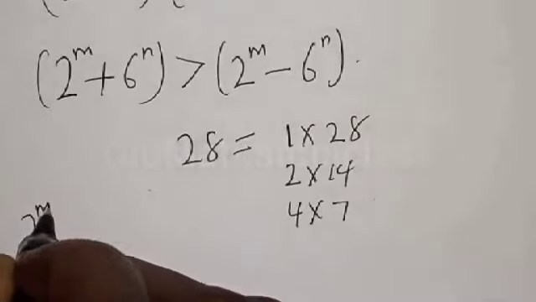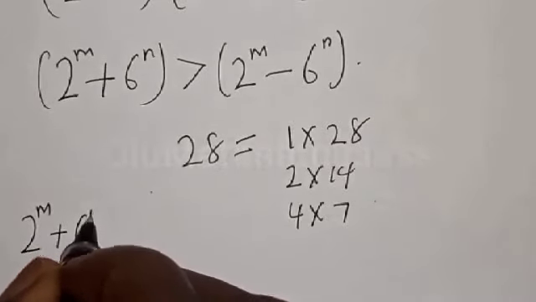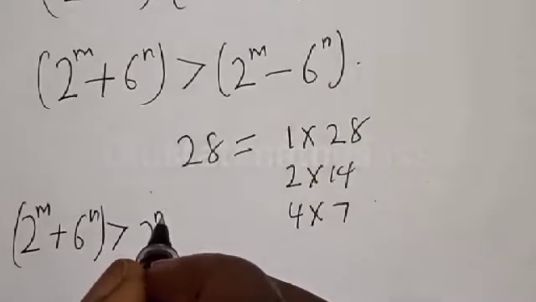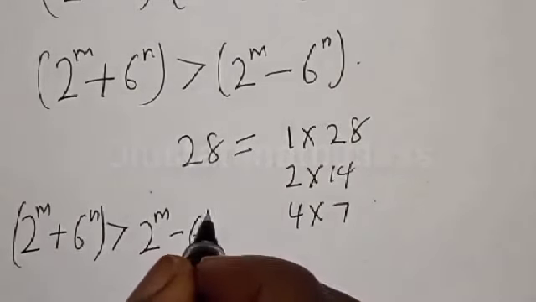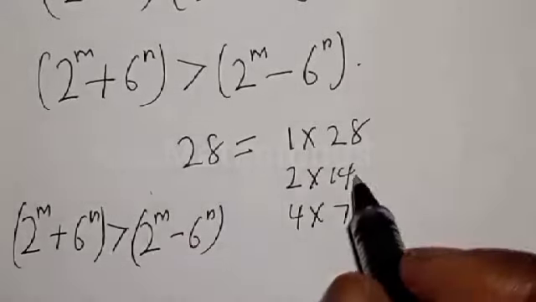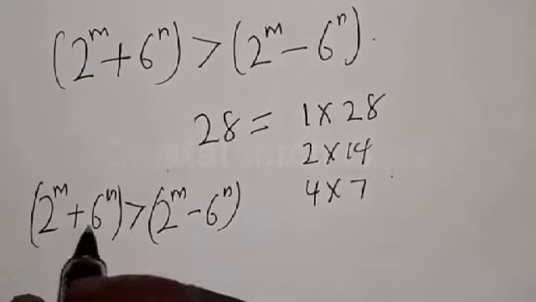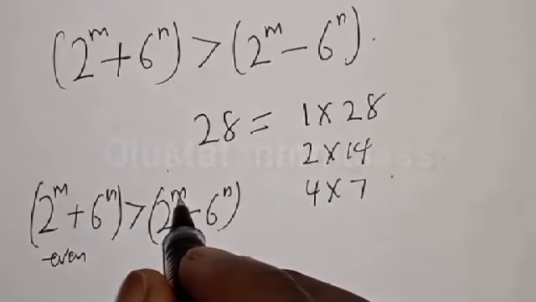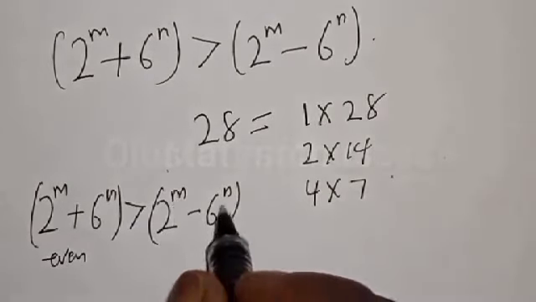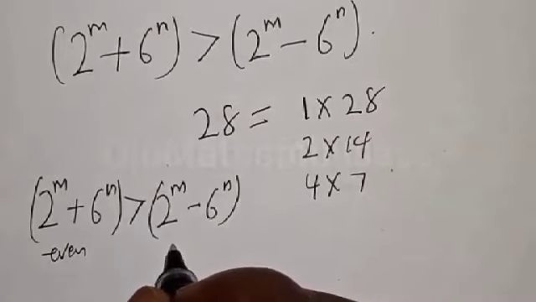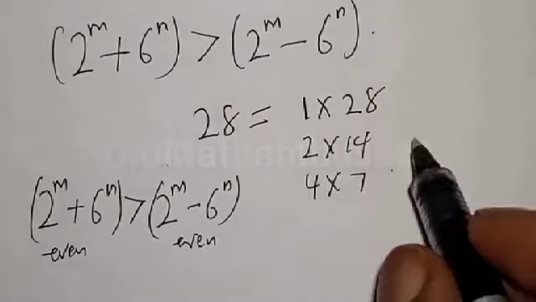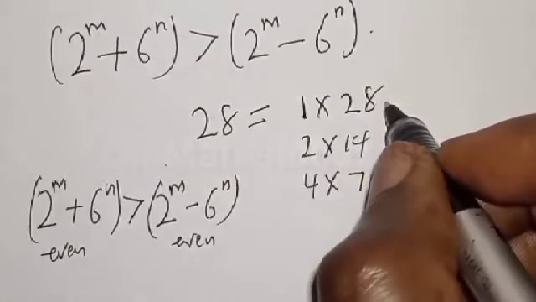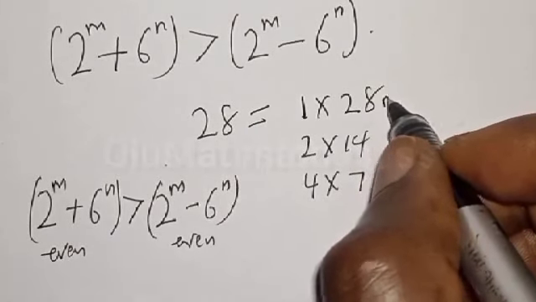2 raised to power m plus 6 raised to power n, we said, is greater than 2 raised to power m minus 6 raised to power n. Now, from here, this is even, and 2 raised to power m, any number here, minus 6 raised to power any number here is also even. Therefore, let's look at this place. 1 is odd and 28 is even. Then we reject this.